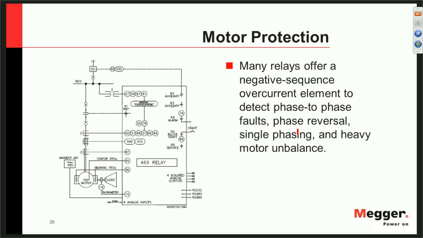In motor protection, you can use the negative sequence component to detect phase-to-phase faults, phase reversals, single phasing, and motor unbalance. Why can we use that? Because as I said, the negative sequence component is used to distinguish between a phase-to-phase fault and a 3-phase fault or line-to-ground fault. And it is associated with the reversal of the system rotation. So if I have a phase reversal, I can say it with the help of the negative sequence vector.